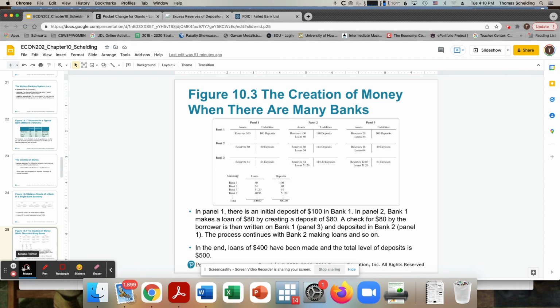And that's what you see right here, right? $100 and $80 and $64 and $51.20, and it goes on and on and on. You add that up, it equals $400.